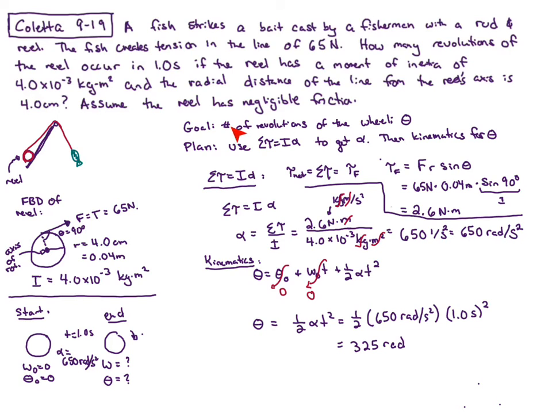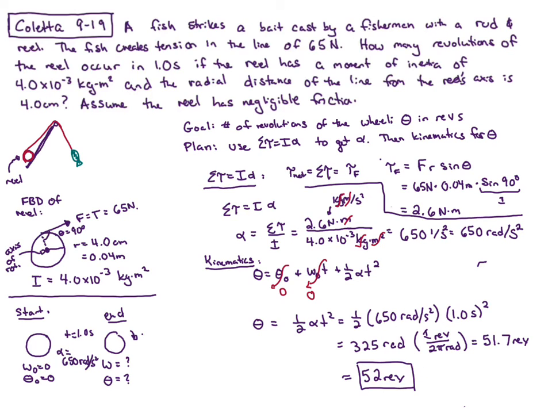But if we look at our goal, it's the number of revolutions of the wheel. So it's actually theta, not in radians, but in revolutions. So now we want to do a unit conversion from radians to revolutions. See if you can remember what that unit conversion is and do it now. All right, that conversion is 1 revolution is once around a circle, which is 2 pi radians. So that ends up giving us 52 revolutions if we are careful about our significant figures, which should be 2 significant figures. Almost everything here has 2 significant figures.